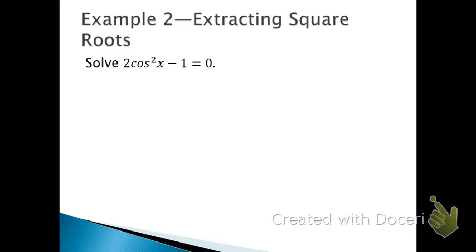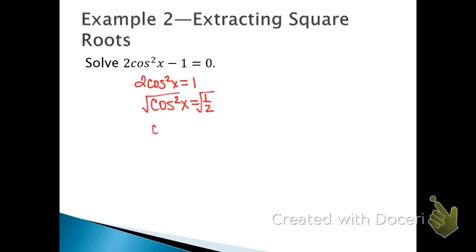All right, so to solve 2 cosine squared of x minus 1, we're going to move the 1 over. So you have 2 cosine squared of x equals 1. And then you're saying divide by 2. Yes. So cosine squared of x equals 1/2. And then cosine of x equals square root of 1 over 2. So you're saying take square root of both sides?